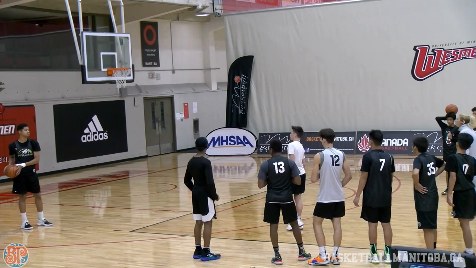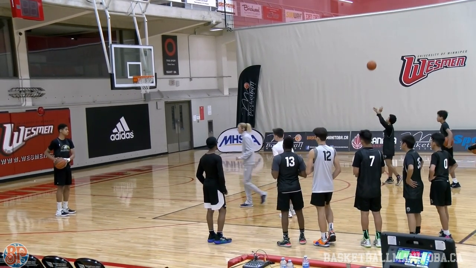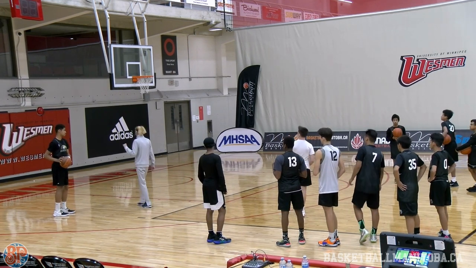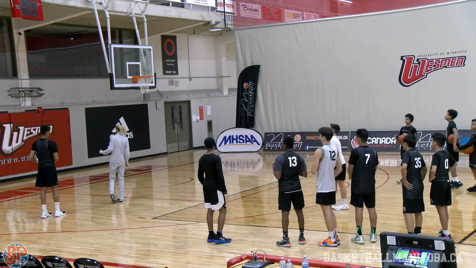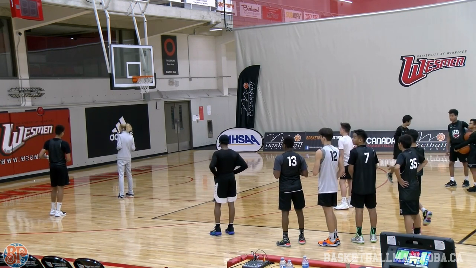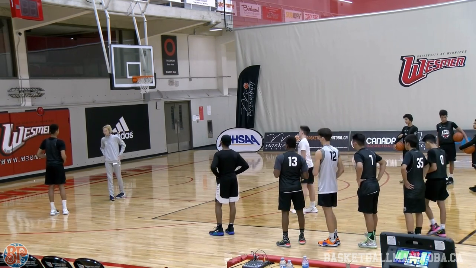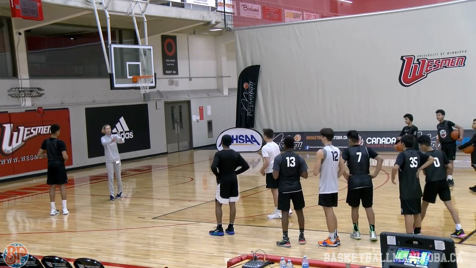Okay, so on this, just a couple of teaching points for us. We're attacking baseline, and again, our goal is to get to the rim. Anytime we attack, we're going with the intent that we're going to score. If we don't get to the basket and defense rotates over, we're going to reverse pivot. We want to keep our back to the defender and then make this pass out.